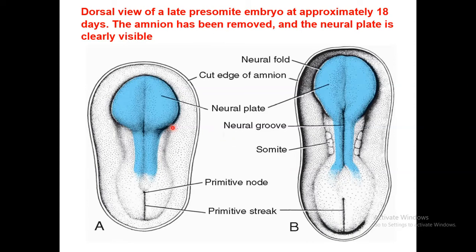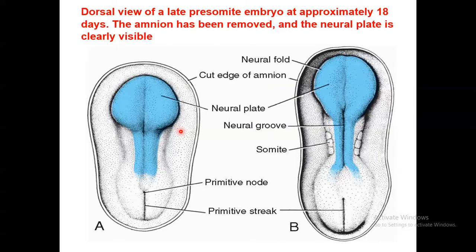This is the diagram. This diagram shows the presomite embryo at the 18th day. There is no presence of somites. In the next diagram you can see the presence of 1, 2, 3 somites. The somites will appear at the 20th day of development, and each day 3 to 4 somites are formed.